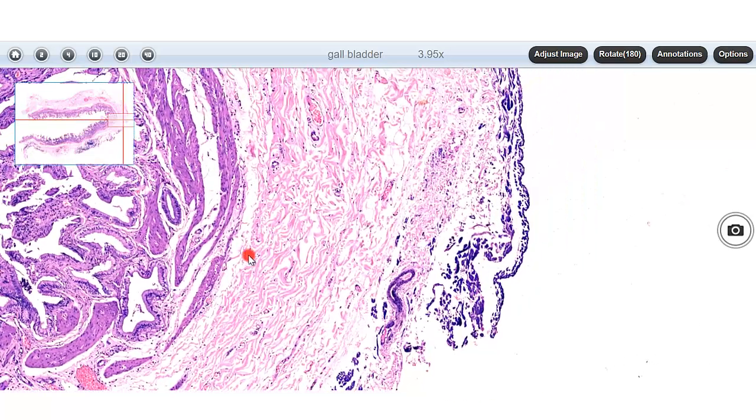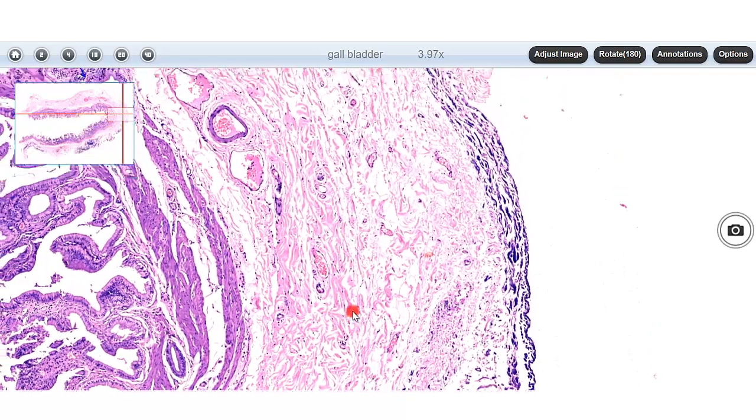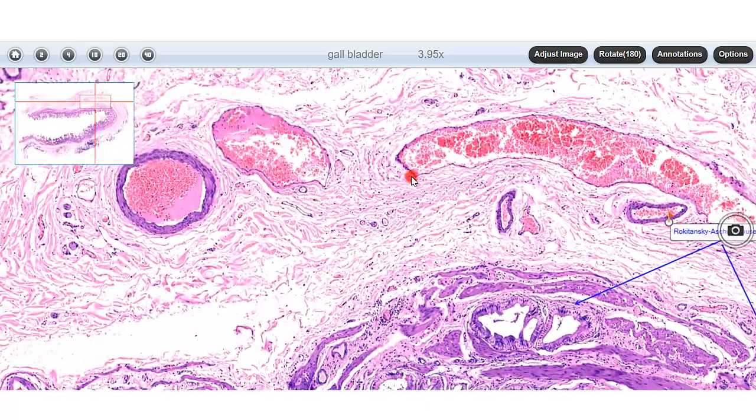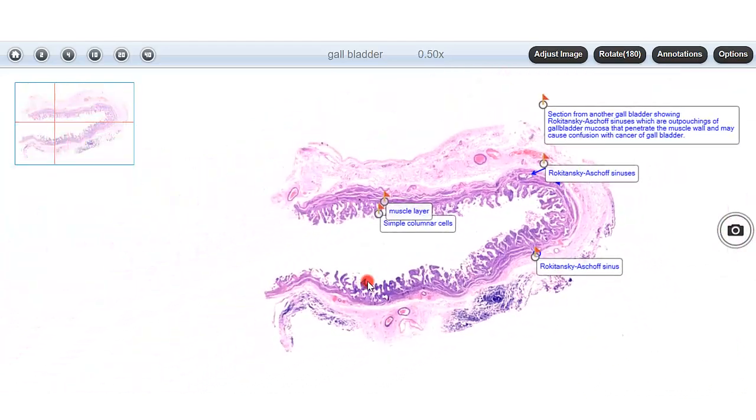Then beneath this fibromuscular coat is the thin fibroareolar coat containing numerous blood vessels. This was about the histology of gallbladder.